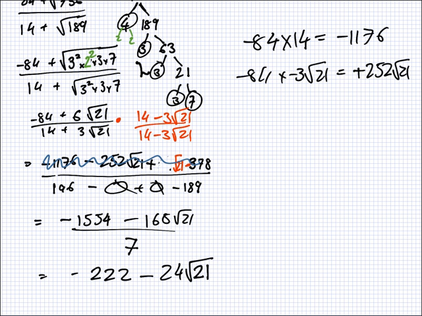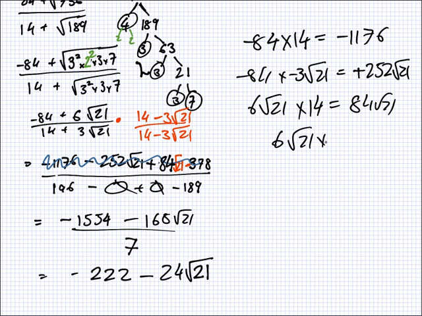You have the calculator? 84 times that one. Then the next one is 6 root 21 times 14. What's that one? That's 84 root 21. Oh, so I was right, that was 84 then. And then the last one is 6 root 21 times minus 3 root 21, which is what? The 378, is it? Yes.